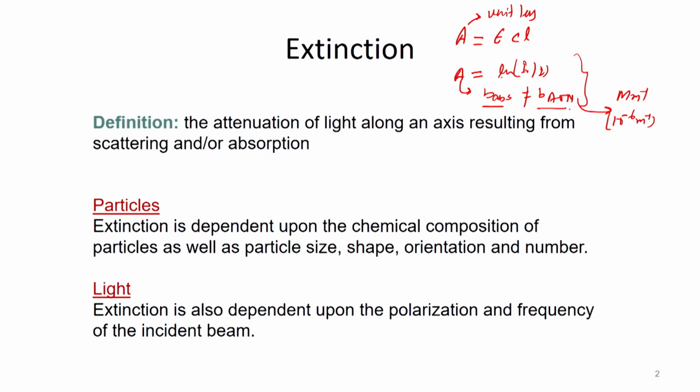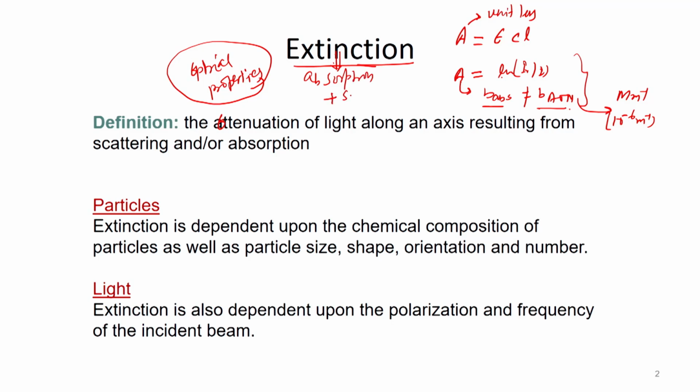Now we will see some of the applications of Beer-Lambert's law, and at the same time we are moving towards the optical properties, on which we have a specific chapter to cover. In extinction, generally, extinction is the sum of absorption plus scattering. So when you add both processes, it is called extinction.